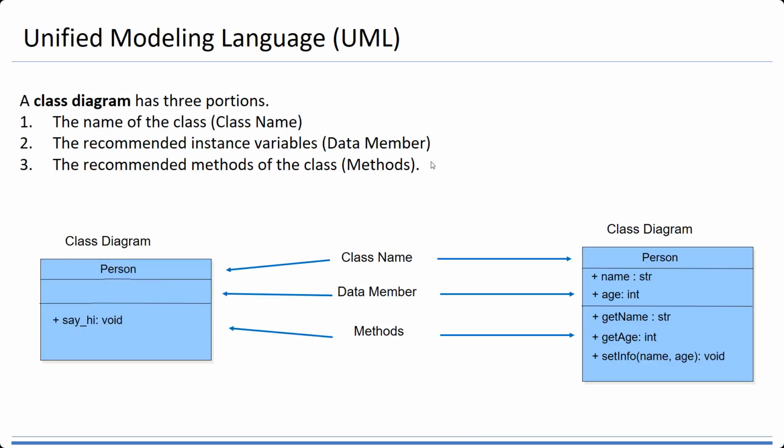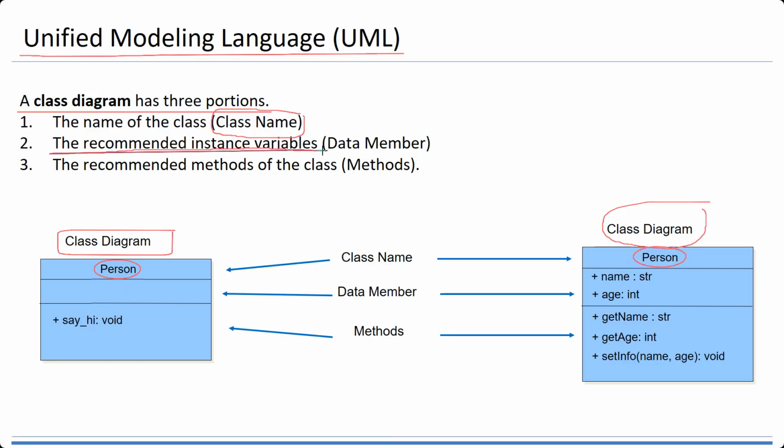When we look into the class diagram, in theory, we call it the Unified Modeling Language or UML. A class diagram has three portions. The first is the class name. So this is a class diagram, and this is also another class diagram. The class name is person, and this class diagram also has a name, which is person.